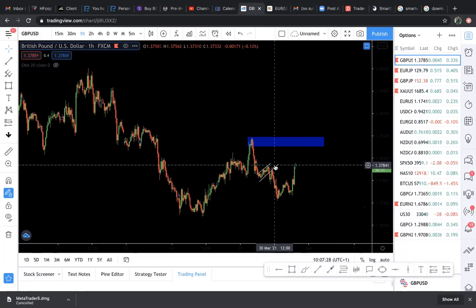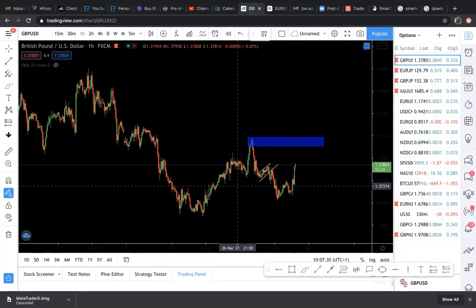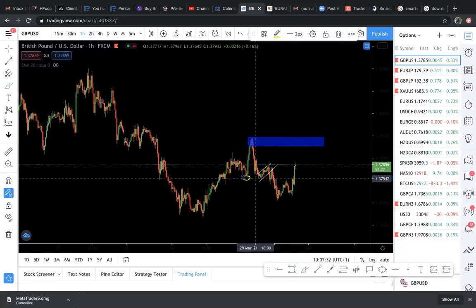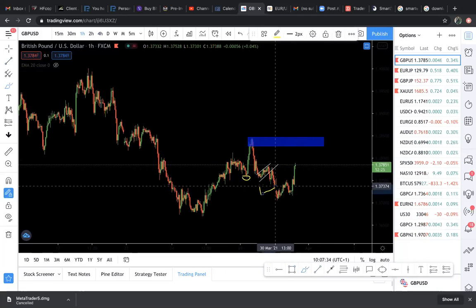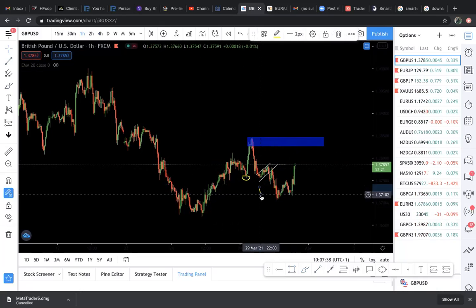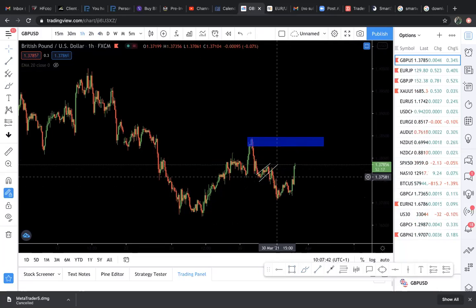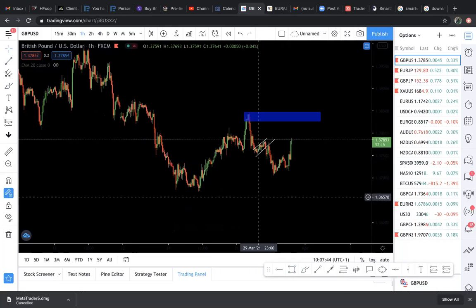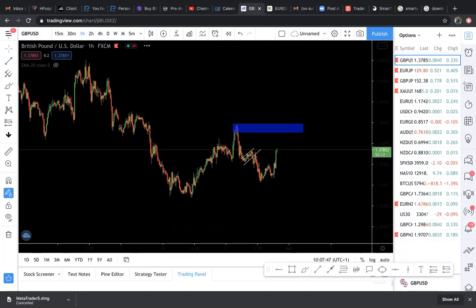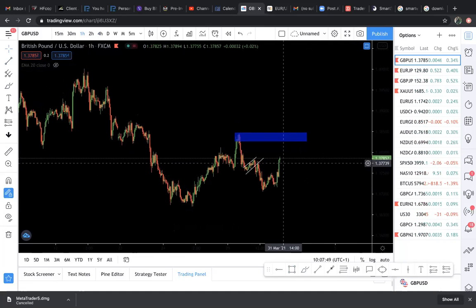So this is not a valid flag. Why? Because we didn't break the previous structure, as you can see. We didn't break that. If we had broken below here, yes, I'd be happy to take it to below. But the fact we didn't break, it's not valid for me because I want to see a break of structure and then a correction for a continuation to the downside. So why are we having a correction when we didn't even break a structure? So something manipulative is happening. So we're looking for price to come here.